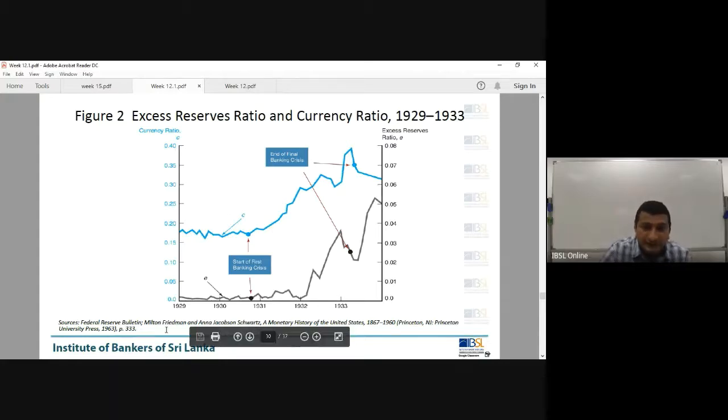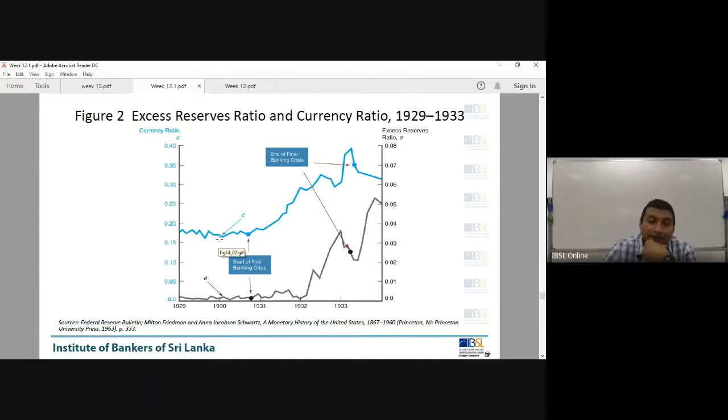So the currency ratio at the beginning of 1930 was around, let's say, 17%. People keep much more in deposits than currency. But you see, by 1933, the currency ratio almost hits about 40%, more than doubled.